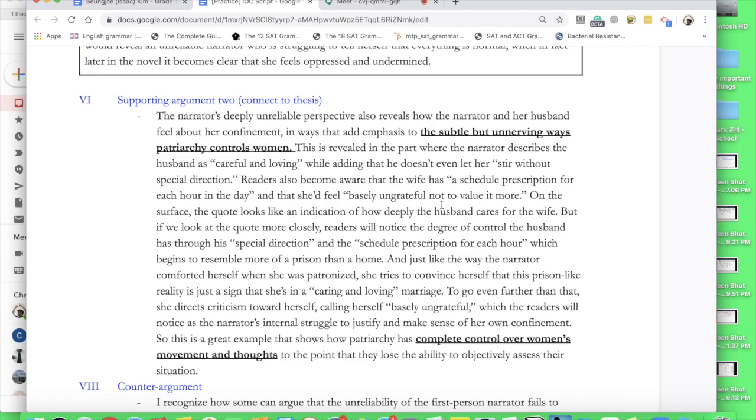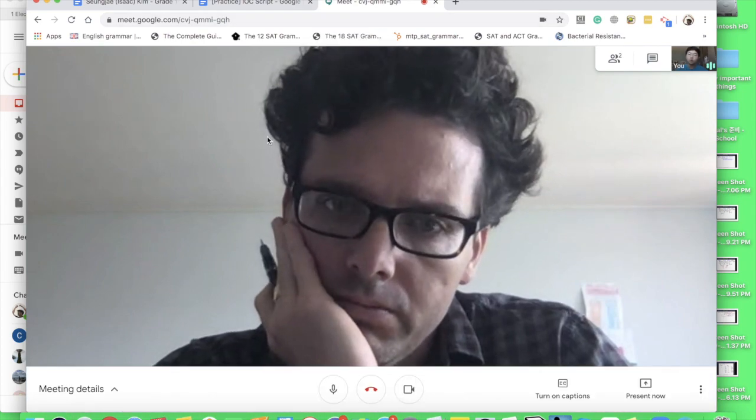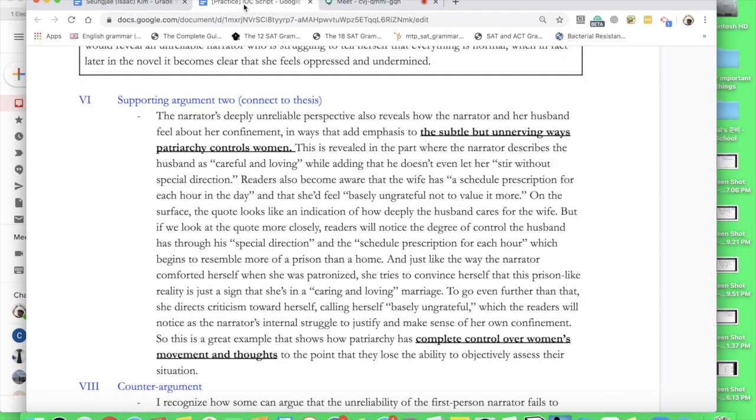And on the surface level, when I read it once, I thought that this quote was an indication of how deeply the husband really cares for the wife. But when I read this story three or four times and more, I came to realize that readers notice the degree of control that the husband has through the special direction and the scheduled prescription for each hour.